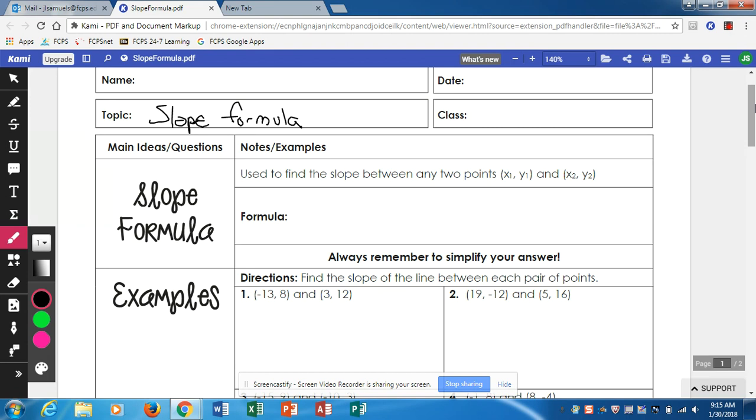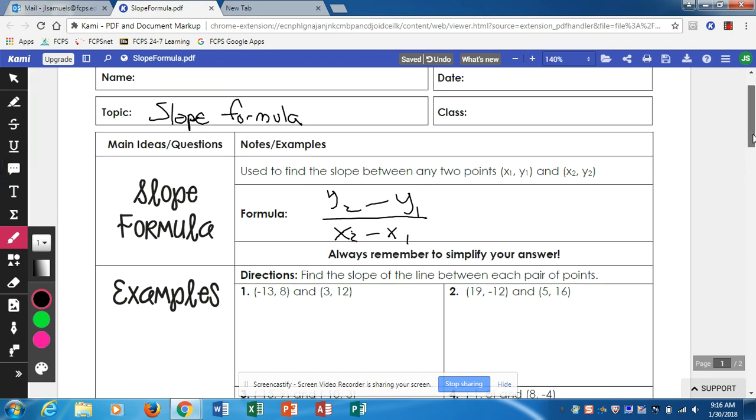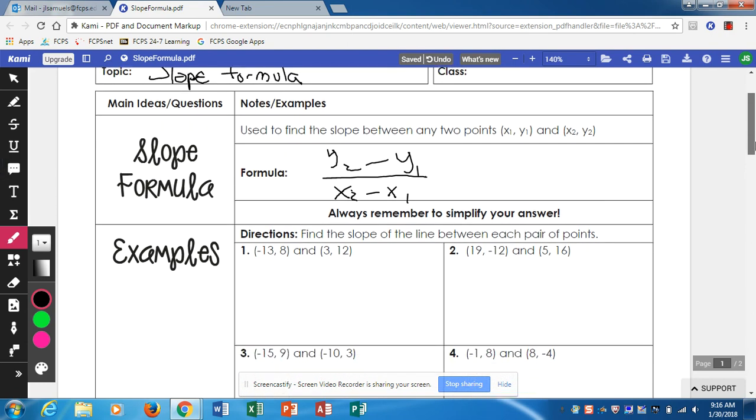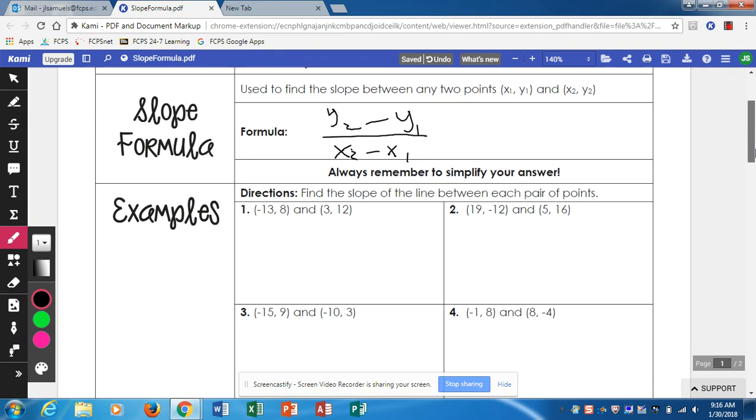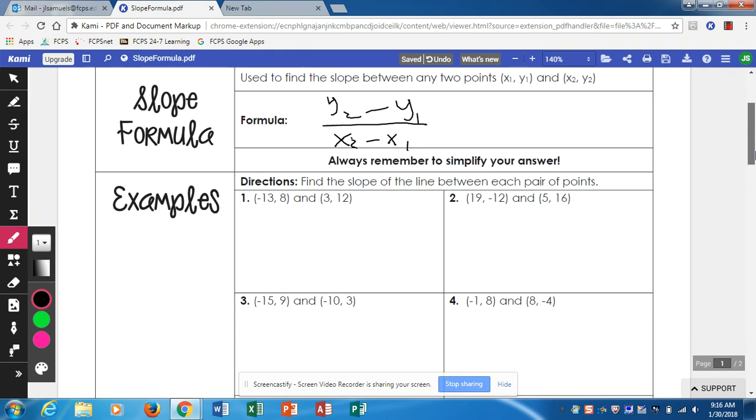And the slope formula is y2 minus y1 over x2 minus x1, okay? This is the slope formula. You all will have to remember this, okay? You will have to memorize this, but hopefully after doing it a couple of times, it should just start to come to you. So let's go ahead and do a couple of examples, okay?